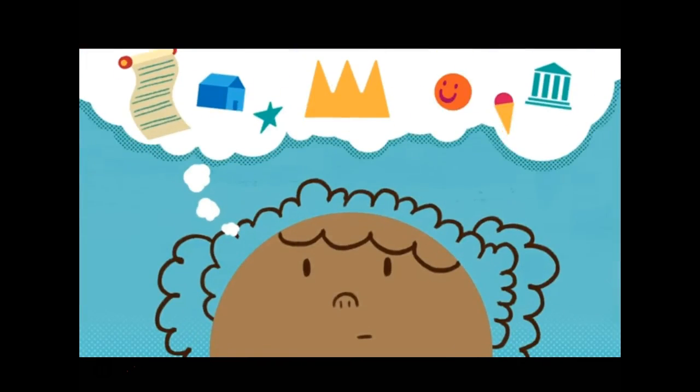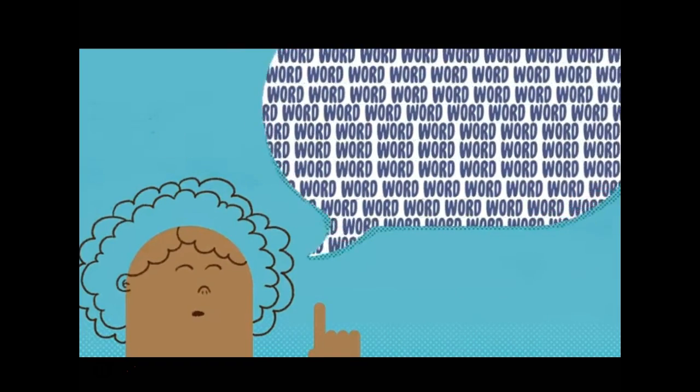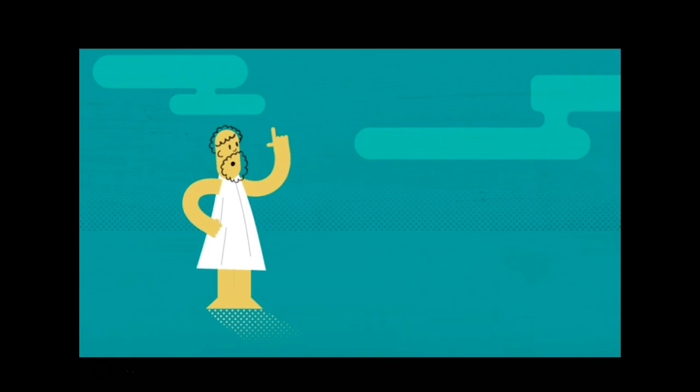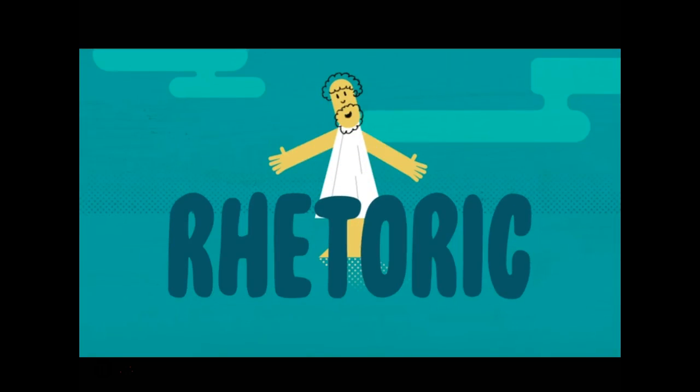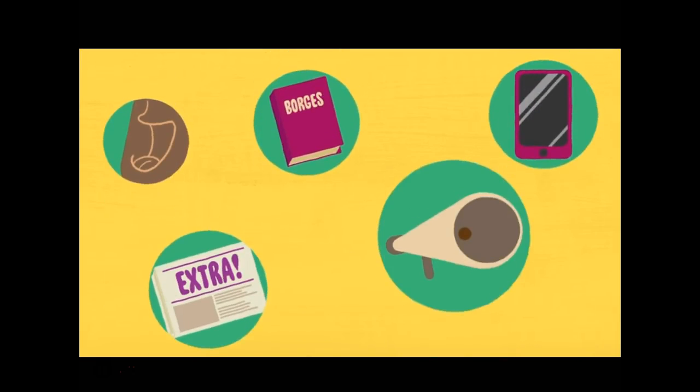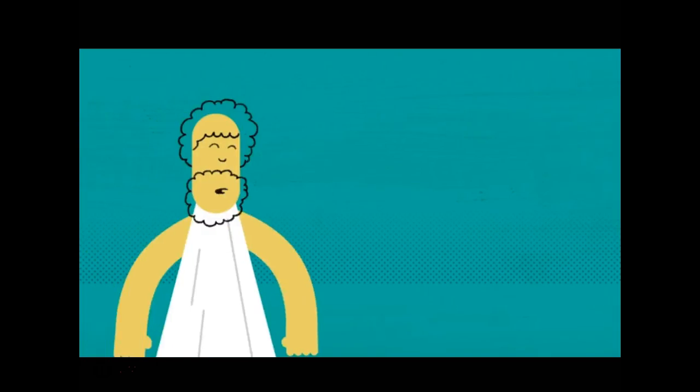How do you get what you want? How do you get what you want using just your words? Aristotle set out to answer exactly that question over 2,000 years ago with a treatise on rhetoric. Rhetoric, according to Aristotle, is the art of seeing the available means of persuasion. And today we apply it to any form of communication.